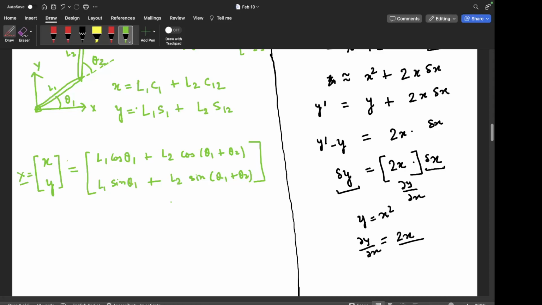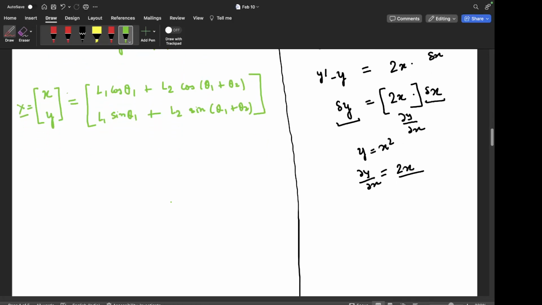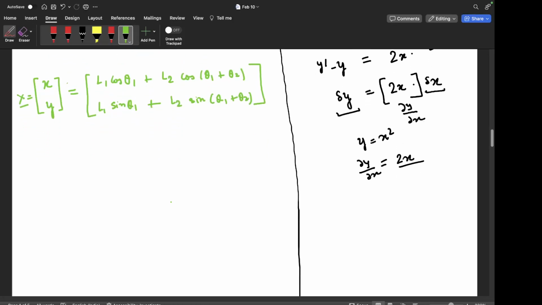So are you guys comfortable with taking a derivative of a vector with respect to a vector, or have you done this derivation before? Can anyone let me know? Because accordingly I will spend time on this.